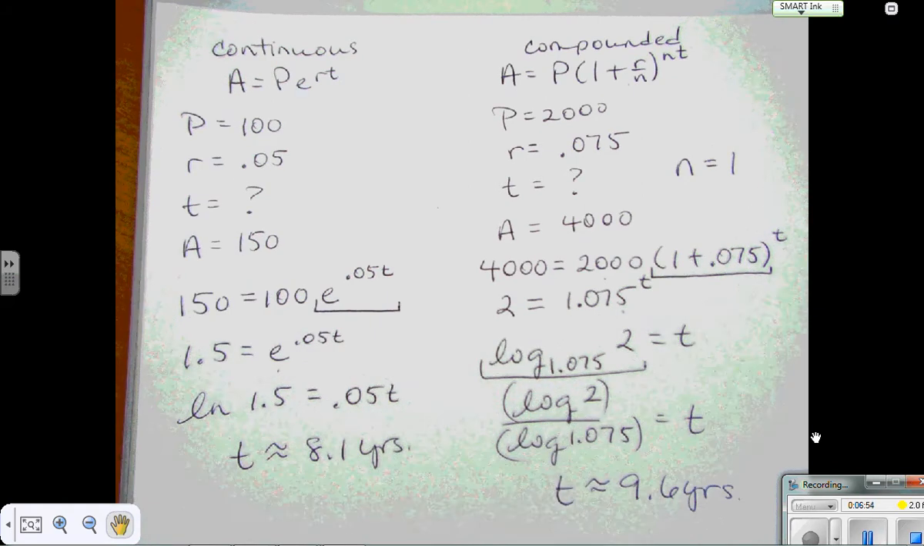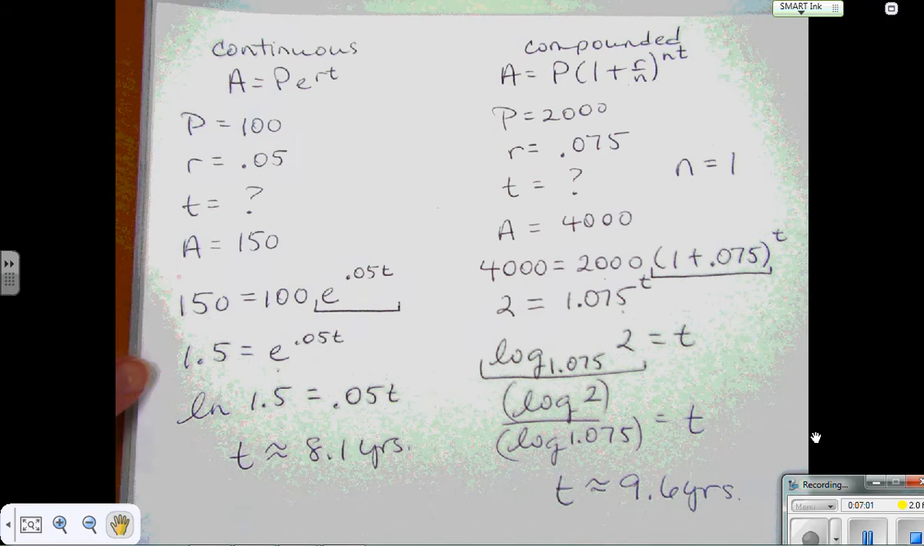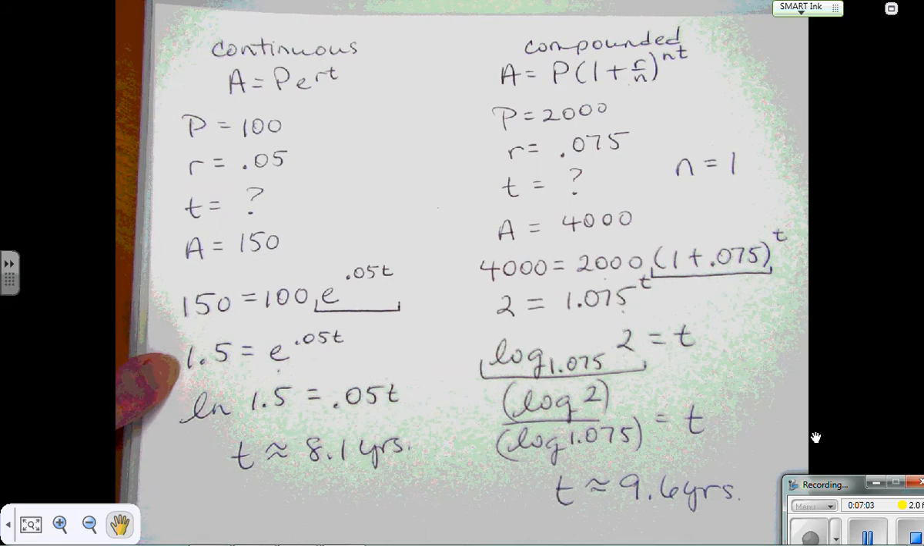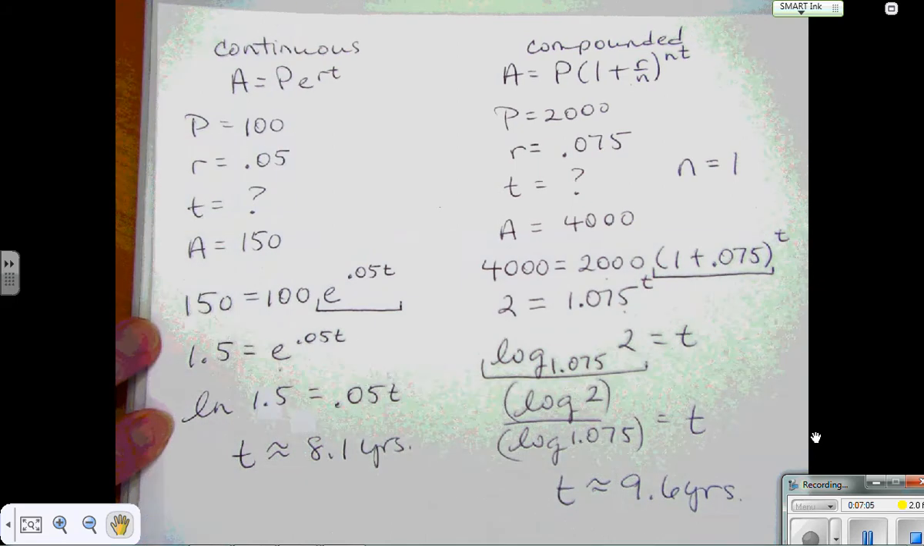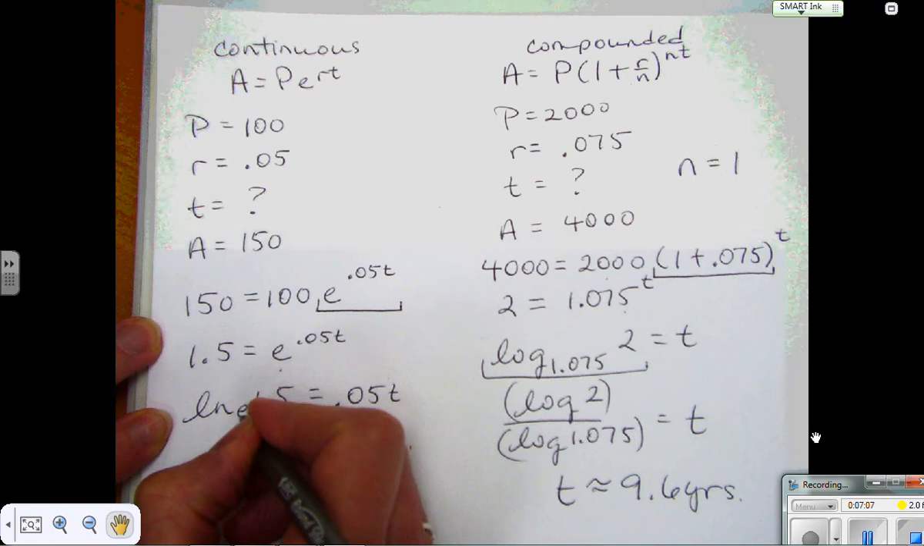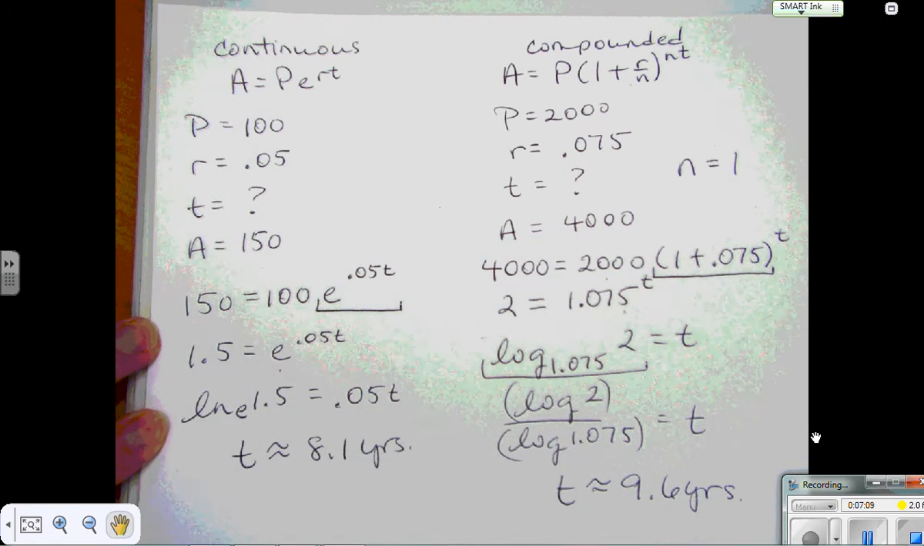How did you get from 1.5 equals e to the power to the next step, the ln? Well, this is in exponential form, and this is in log form. And this is base e. That's what happened to the e. Okay. Yeah. Okay, anything else?